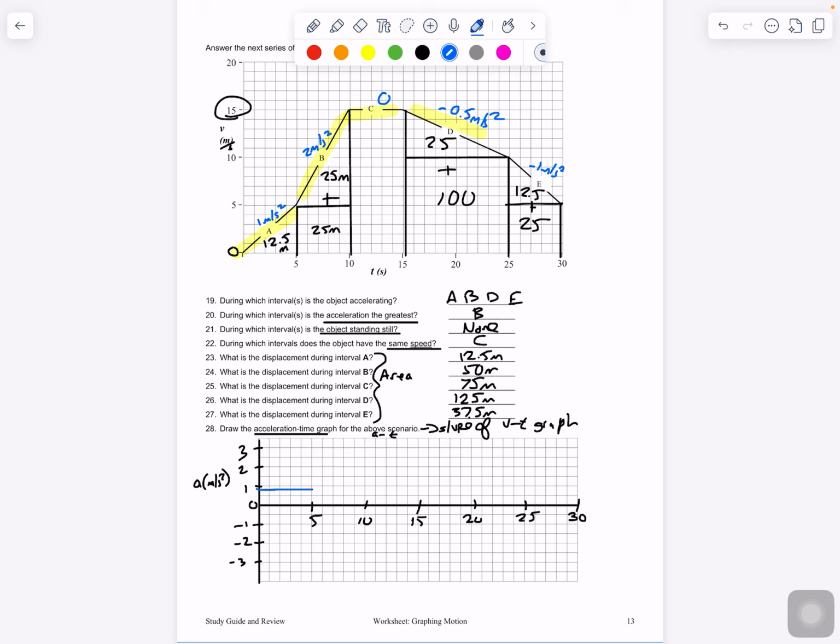So this would be my first acceleration right here. And then I'm going to go 2 meters per second squared, and then 0, right? I'm just plotting these numbers right here. And then after 0, it's -0.5 for 10 seconds, and then -1 for the last one.